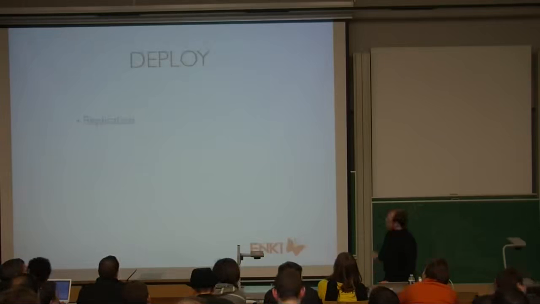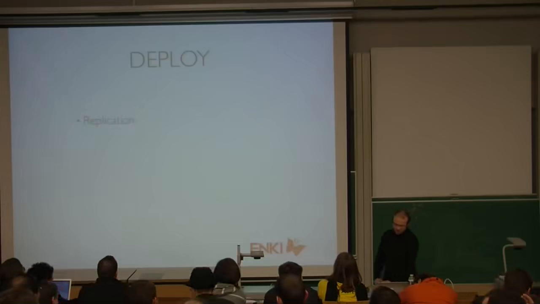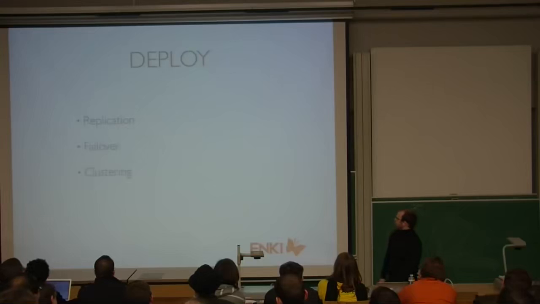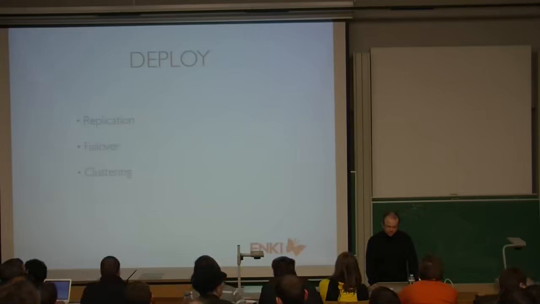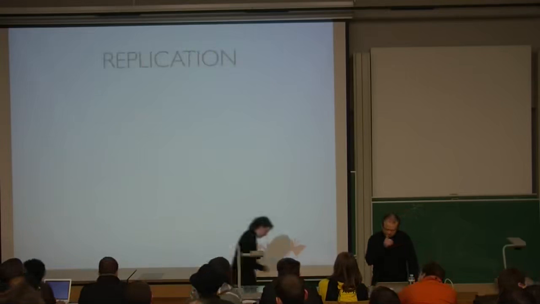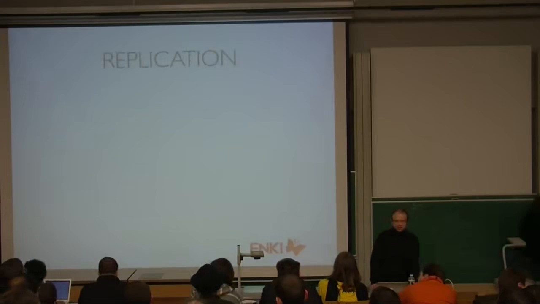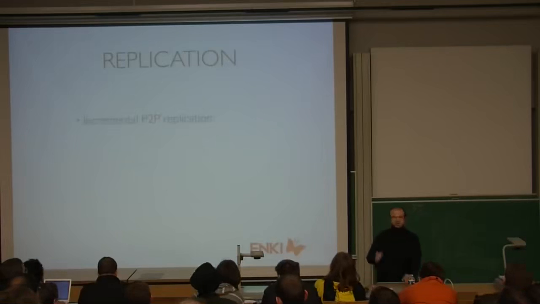So one thing that makes CouchDB different from other databases is replication. We will see what it is. Replication allows us to make easy failover, and we will see how easy it is to make a cluster of different CouchDB nodes. So first, replication. This is an incremental peer-to-peer replication. That means there is no slave, there is no master in CouchDB replication.